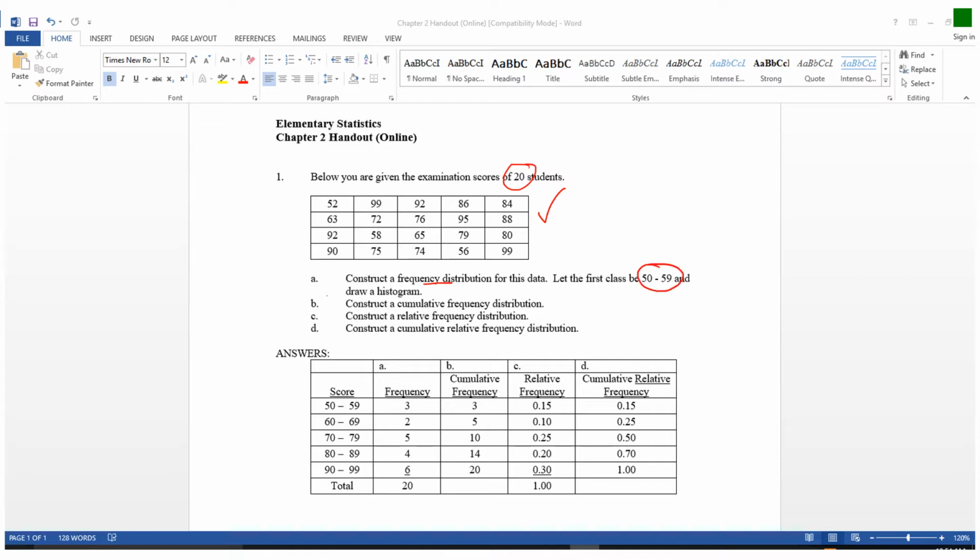Notice I'm already giving you the class, start with 50 to 59 and so forth. In fact, by the way, don't worry about drawing a histogram on this one. I just want to walk you through the distribution aspect of it. But I'm also wanting a cumulative frequency, a relative frequency, and then a cumulative relative frequency distribution.